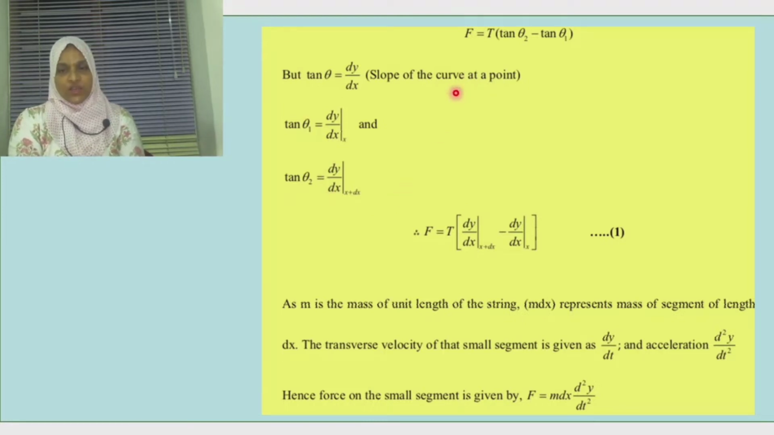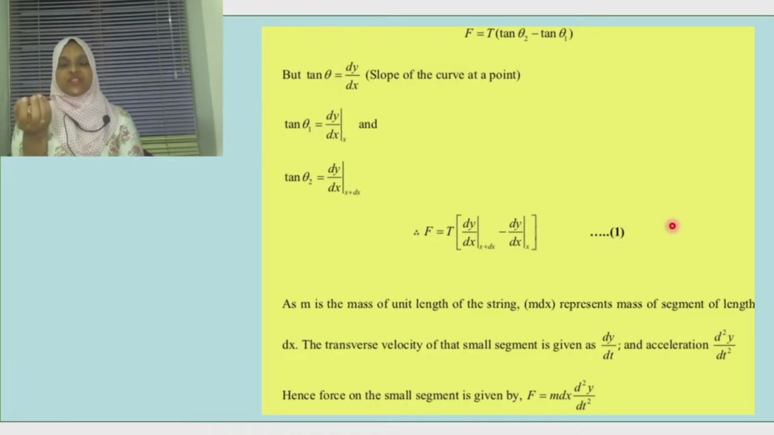So you can substitute this into the equation for force, that is, the resultant vertical force F is equal to T into tan theta 2 minus tan theta 1. For tan theta 2 you can substitute dy by dx at x plus dx, and tan theta 1 is equal to dy by dx at x. So the resultant vertical force is T into dy by dx at x plus dx minus dy by dx at x. We can mark it as equation number 1.